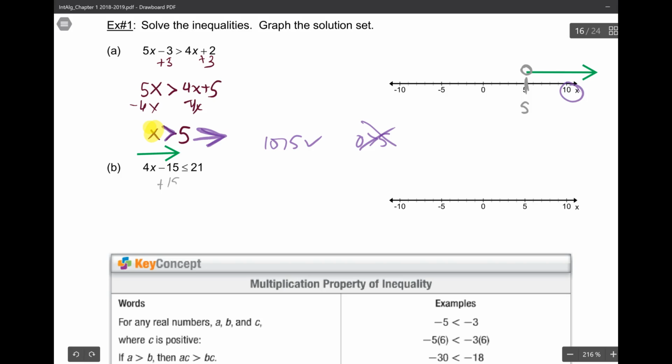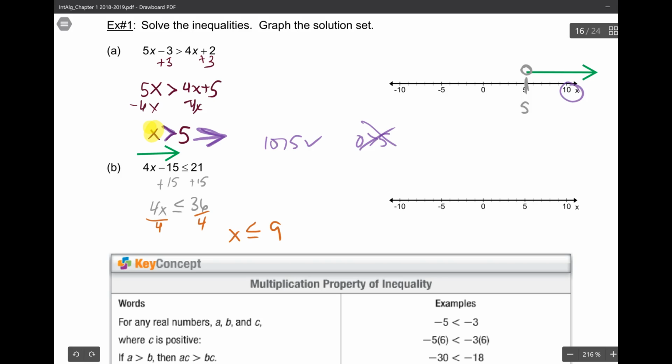Now let's try this one. I'm going to add 15 on both sides. I'm trying to get x by itself. So 21 plus 15 is going to be 36. Now I can divide by 4 on both sides. So I have x is less than or equal to 9.